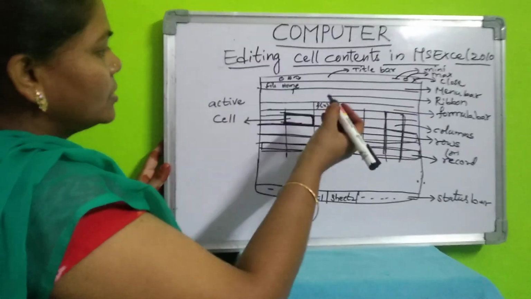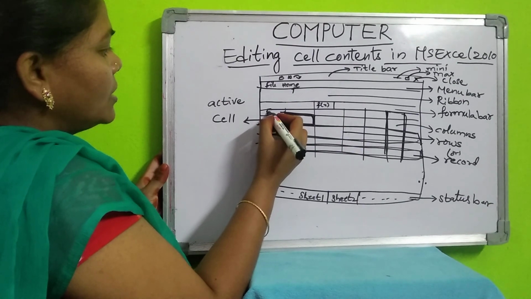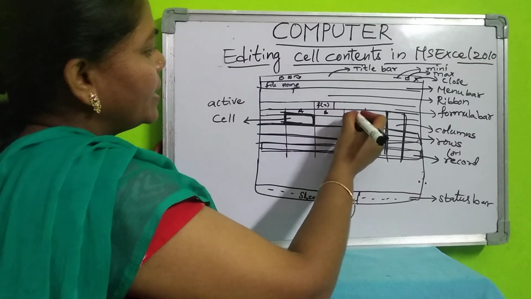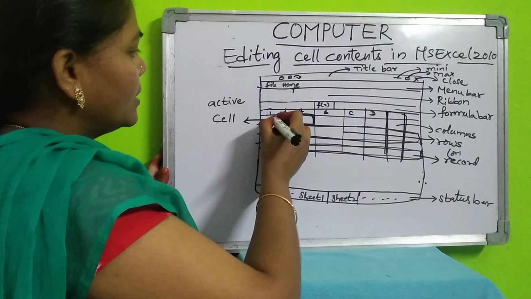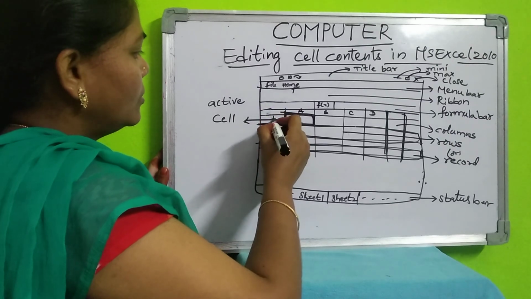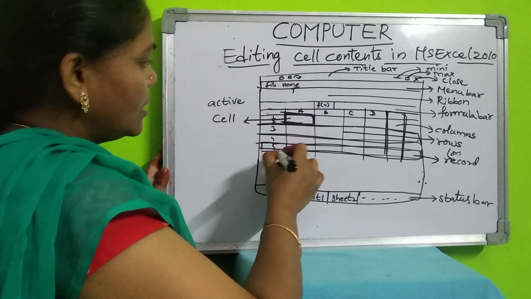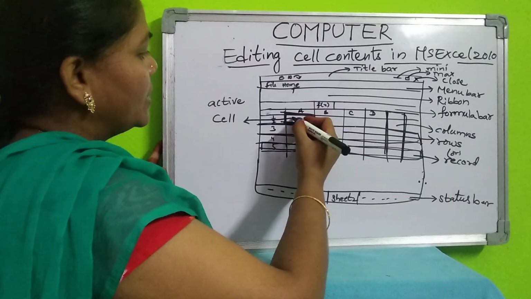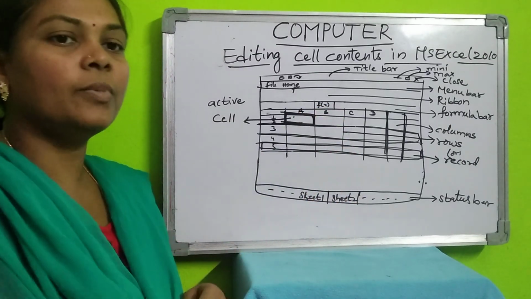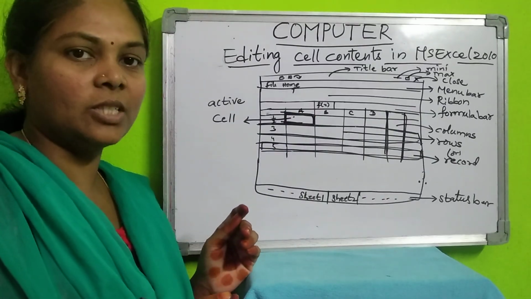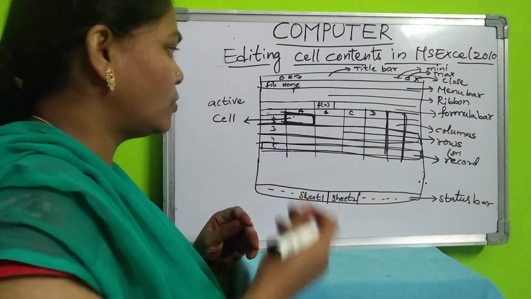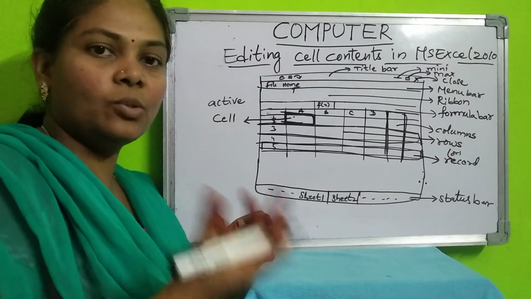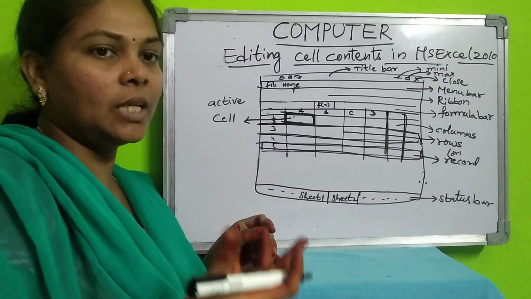Suppose you want to write some student information. What do you have to do? Here the columns are indicated by alphabets and rows are indicated by numbers: 1, 2, 3, 4, 5 and so on. Before you create any table, you have to mention the field names or column names, what you want to enter. Suppose you are entering a student table, so you need their roll number, their name.